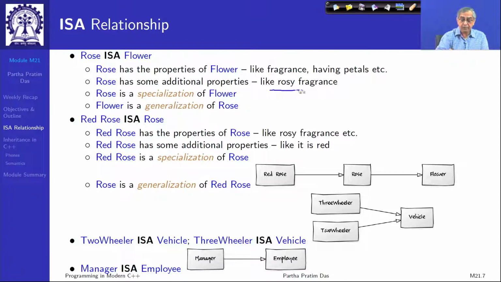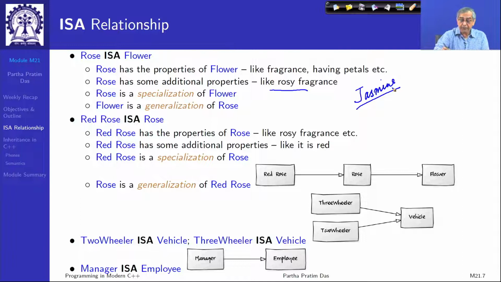Now, if I talk about another flower, say jasmine, it is also a flower. It has fragrance, it has petals and so on. But the fragrance of jasmine is different from the fragrance of rose. So, rose is characterized by its rosy fragrance. It may be characterized additionally by its color, number of petals, arrangement of petals and so on, but we are just keeping it simple, working on the fragrance and so on.